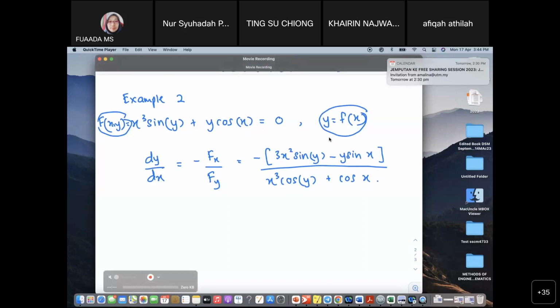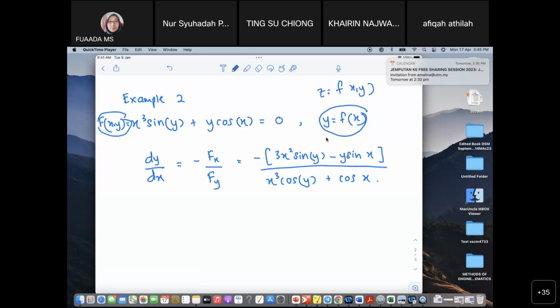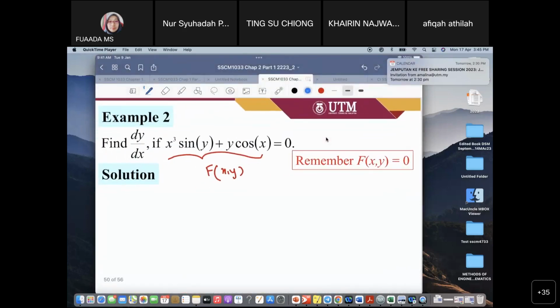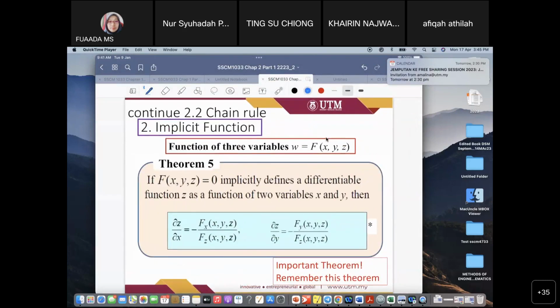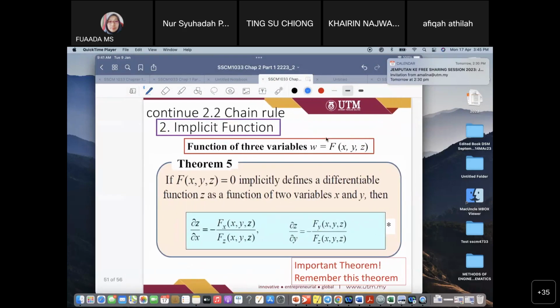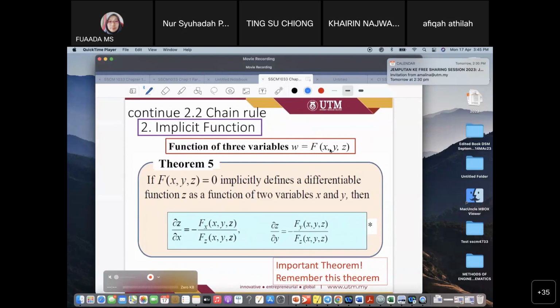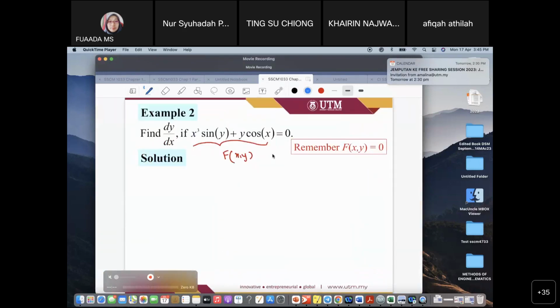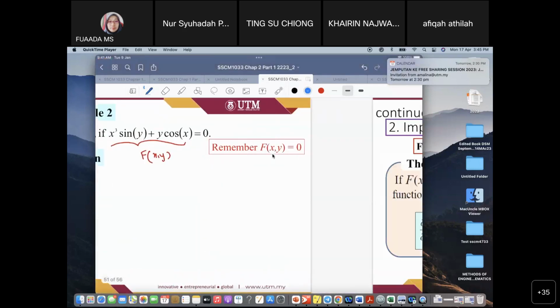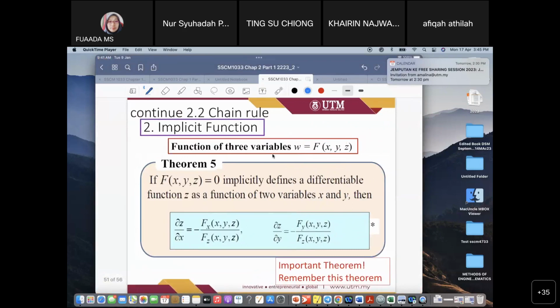What if we have two variable function? We have z now. Z is the function of xy. So, how can we differentiate implicitly? So, for that, we look at the notes. This one. Okay, sama saja. Kalau you ada 3 variable pula. Okay. So, you ada x, y, z and then w. So, formula dia macam mana?